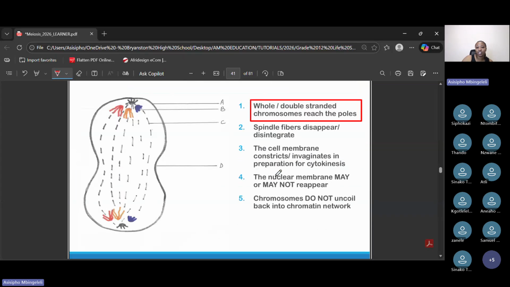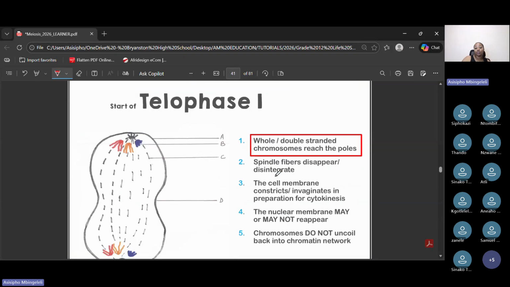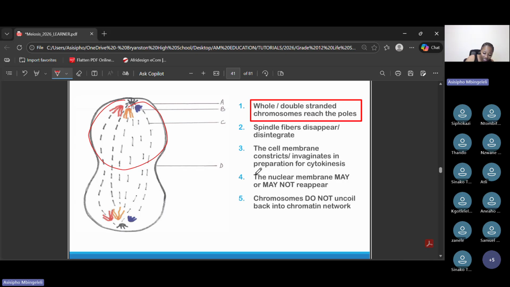Then in telophase 1, you will have the whole chromosome reaching the pole. Remember it was pulled by the spindle fiber and then they will reach the pole. So these 3 chromosomes that were pulled up will reach the pole, and the other 3 that were pulled down will also reach the pole. That's what we are able to see.